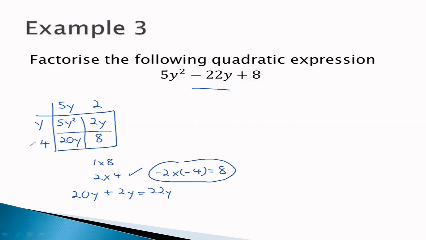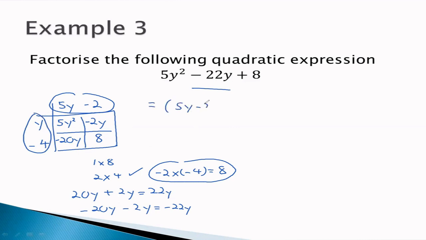So instead, I change this to minus 4 and minus 2. So minus 2 times y gives me negative 2y, and 5y times negative 4 gives me negative 20y. And this time, negative 20y and negative 2y gives me negative 22y. And that's correct. So this time I write it as 5y minus 2, y minus 4. So it is this.